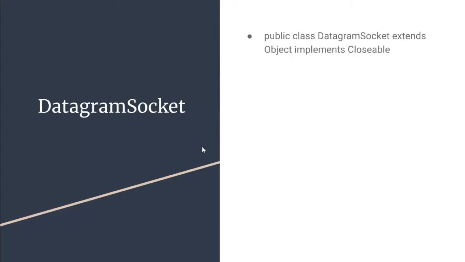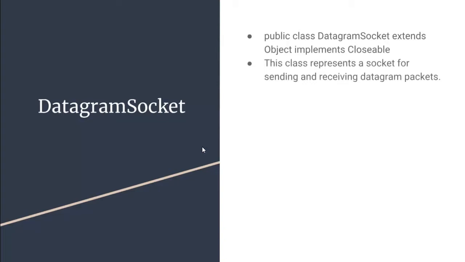Signature of DatagramSocket is here. Public class DatagramSocket extends Object implements Closeable. Closeable is an interface that has a method called close that can be invoked to release resources. But again the question comes to mind, what does DatagramSocket do? This class represents a socket for sending and receiving datagram packets. It is similar to the socket that we have seen in the previous video. As we know, a socket is an endpoint of a two-way communication link. If you want to know more about it, then you can check out my previous videos.